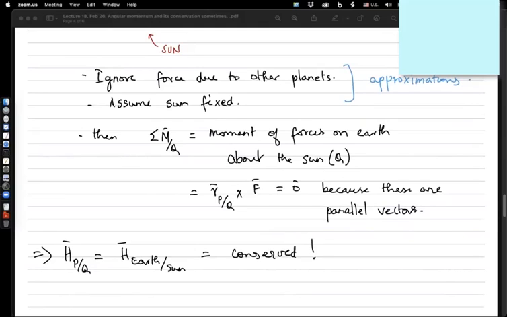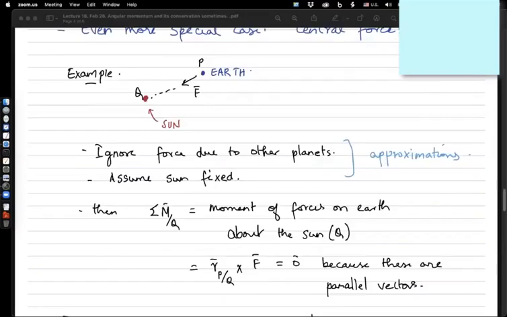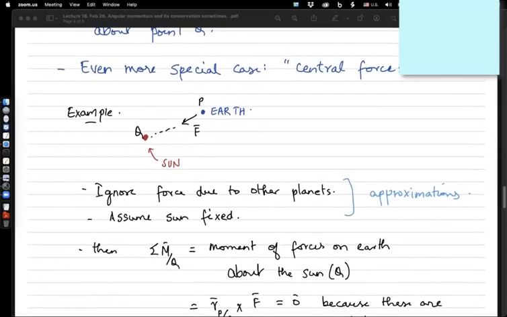Okay, Ian asks on the chat window, in this first special case, angular momentum is conserved, but would linear momentum of Earth not be conserved because of the force? Absolutely, that's exactly right. Linear momentum is not conserved, angular momentum is conserved. Because there is a force, if you just consider Earth to be the system, this force will change the linear momentum of Earth.